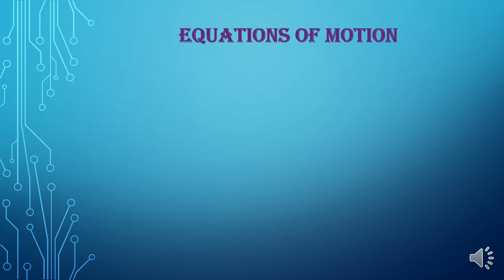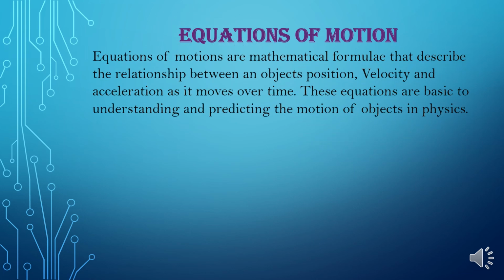Hello guys, today we'll be talking about equations of motion. Equations of motion are mathematical formulae that describe the relationship between an object's position, velocity and acceleration as it moves over time. These equations are basic to understanding and predicting the motion of objects in physics.